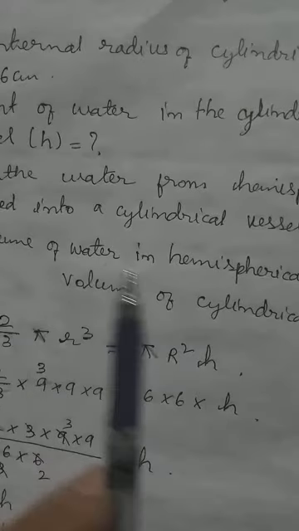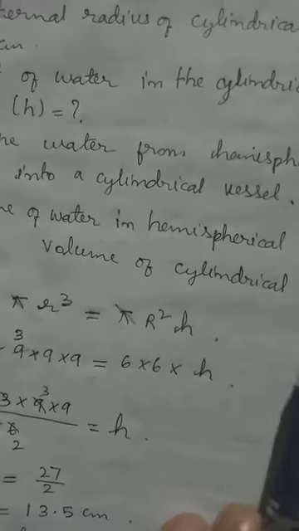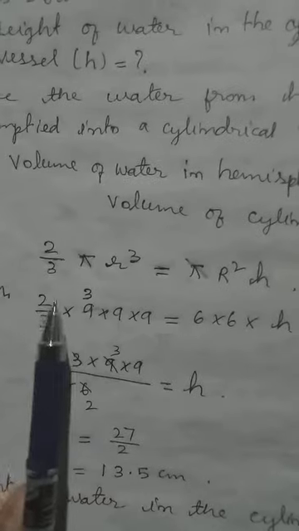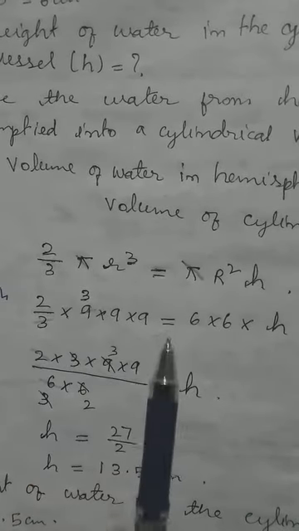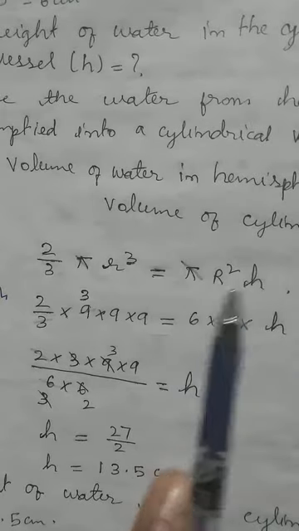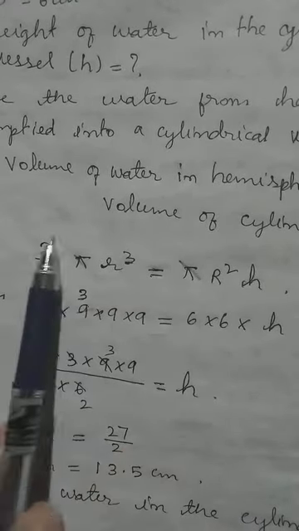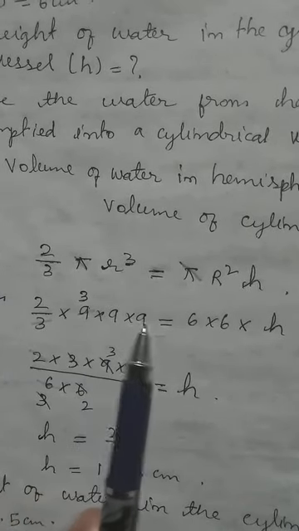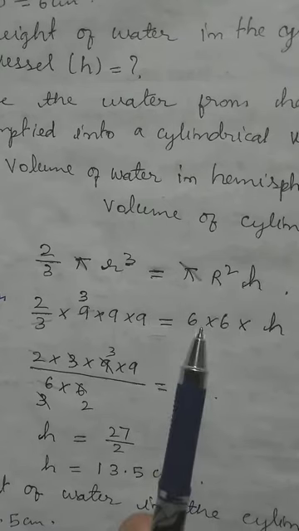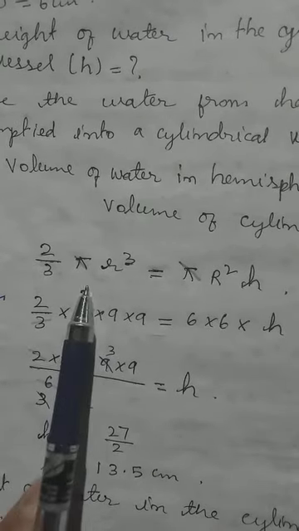According to the question, the volume of water in the hemisphere equals the volume of water in the cylindrical vessel. So we replace the formulas: volume of hemisphere is 2/3 pi r cubed, volume of cylinder is pi r squared h. Pi is common to both sides, so we can cancel it. 2/3 remains. Small r we know is 9, so 9 into 9 into 9. Capital R is 6, so 6 into 6 into h. Then 3 divided into 9 gives 3.